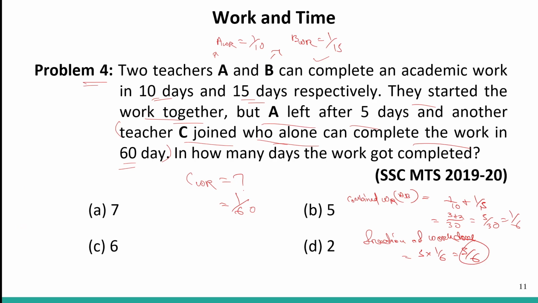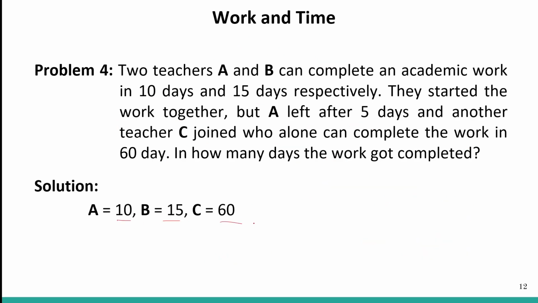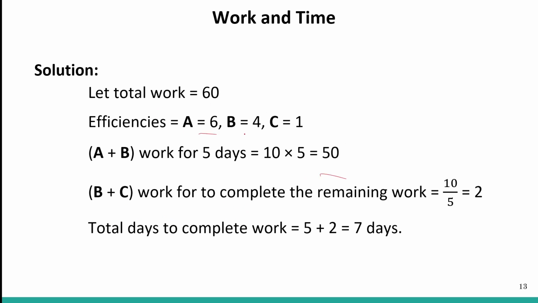C along with B completes that same task. So let's calculate the combined work rate of C and B. WR of CB is equal to 1 by 60 plus 1 by 15, so 1 plus 4 is equal to 5 by 60, which is equal to 1 by 12, right? This is the combined work rate of C and B. So how much time will they take to complete 1 by 6 of the work with the combined work rate of 1 by 12? It will be 12 by 6, that is 2 days. Okay, so A is equal to 10, B is equal to 15, C is equal to 60. So the total is 60. Efficiency of A is equal to 6, B is equal to 4, C is equal to 1.